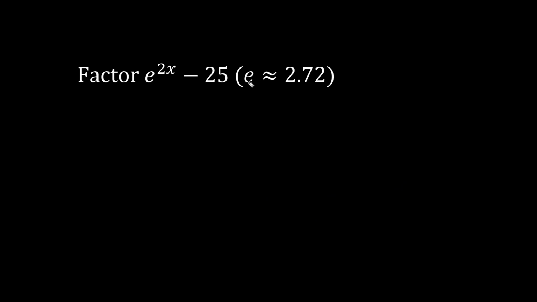For this question, we have a strange constant e. It's an irrational number much like pi, and it's approximately 2.72. How do we factor this? Let's use some clever algebra.